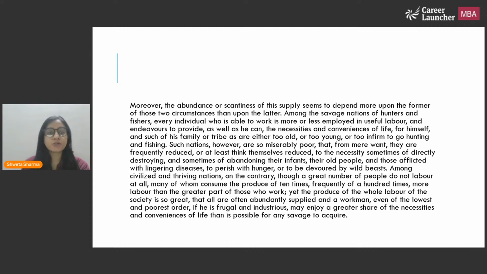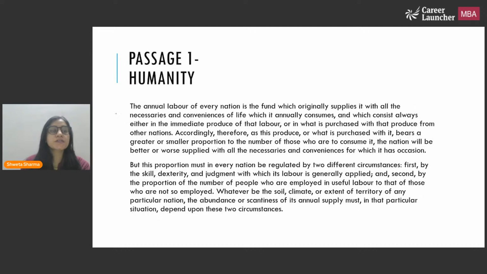All right, guys, let's have a look at the passage together. So it says the annual labor of every nation is the fund which originally supplies it with all the necessaries and conveyances of life, consist always either in the immediate produce of that labor or in what is purchased with that produced from other nations. Okay. So the first sentence, as I said, is more like an introduction to what the passage holds.